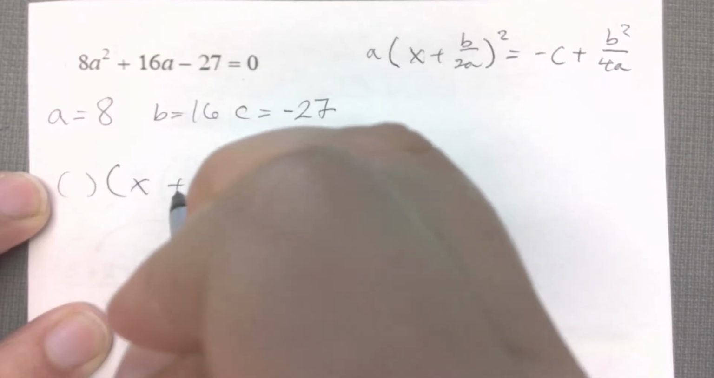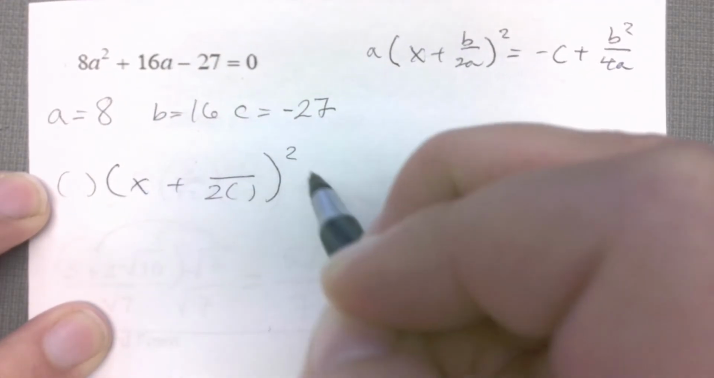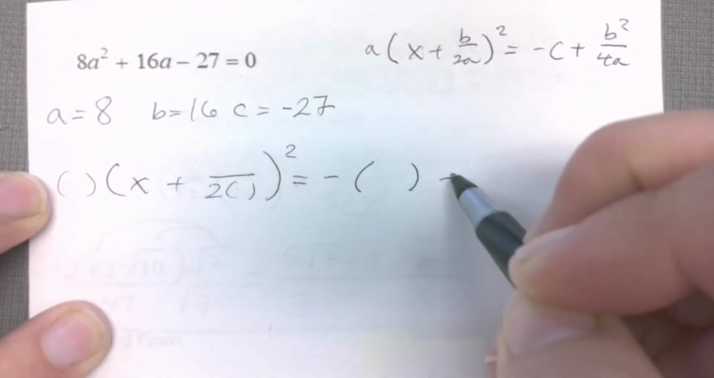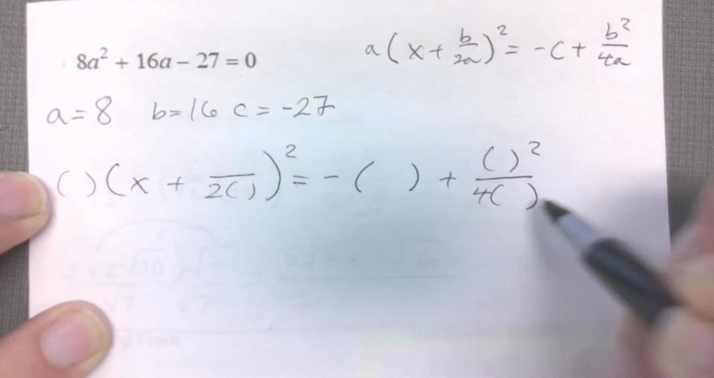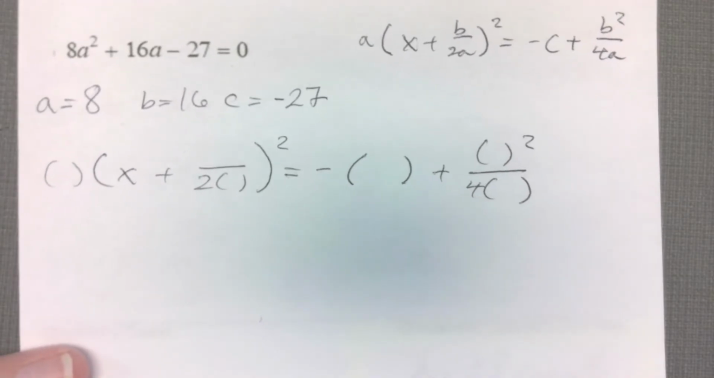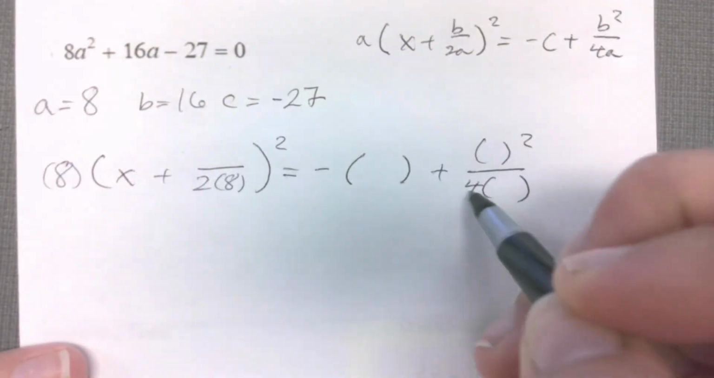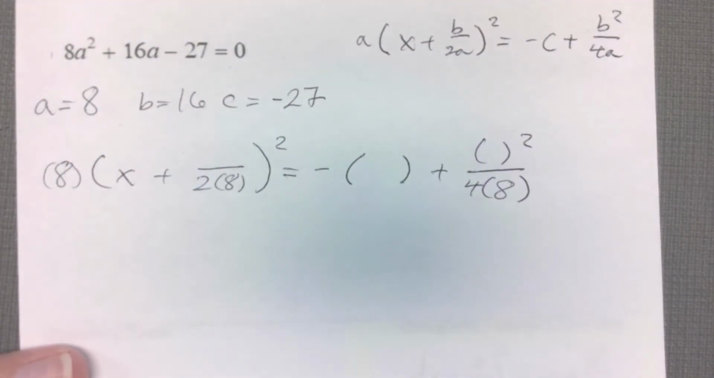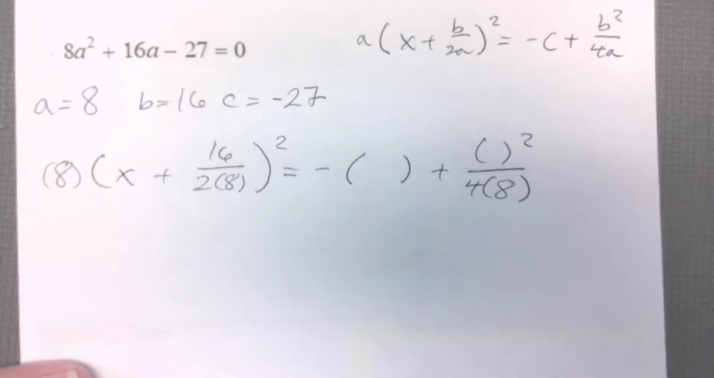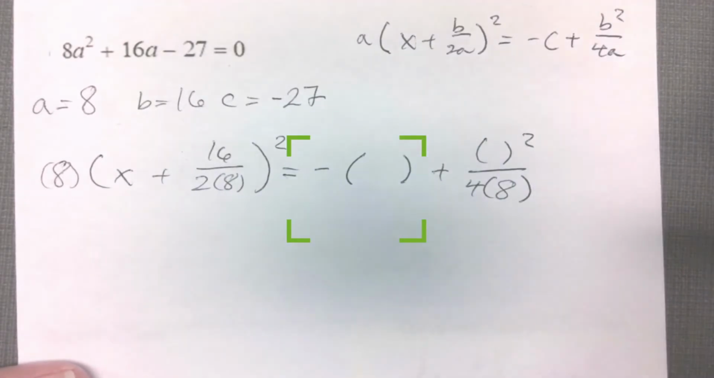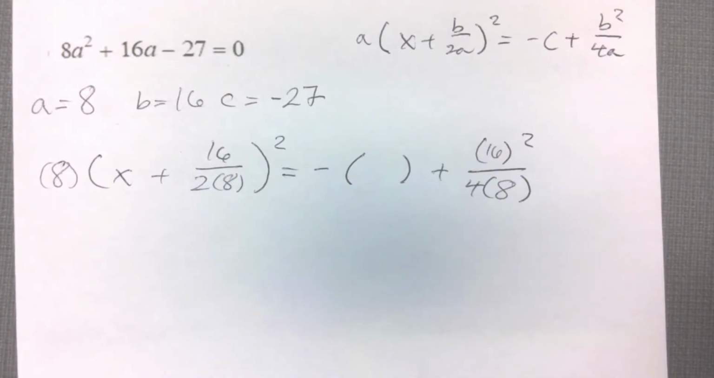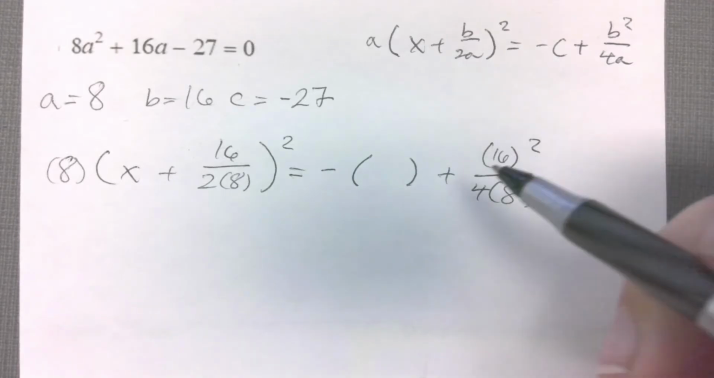Okay, let's set it up. All right, let's plug it in. What's my A? So it's going to go in the front, underneath. What's my B? Good, it's going to go on top. That's better. And on top. And what's my C? Negative 27.